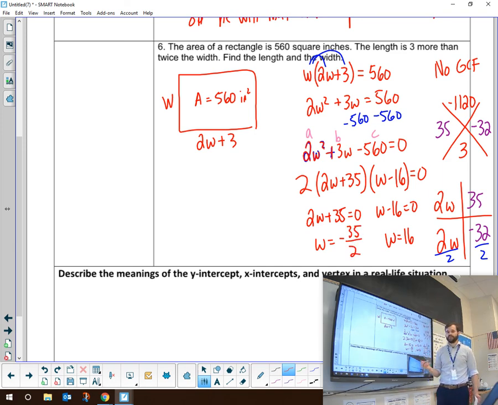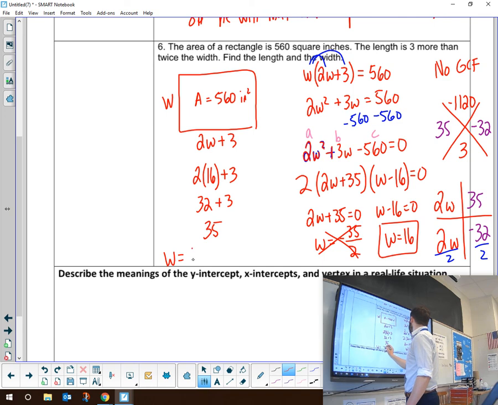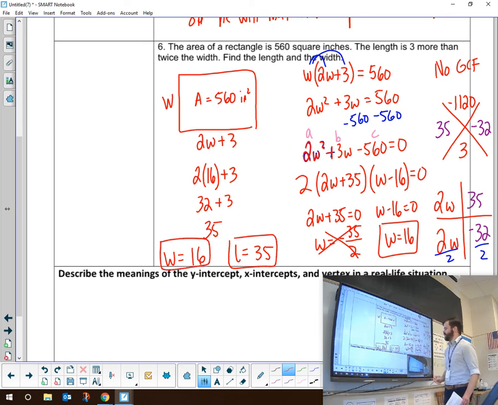Obviously, only one of these is my width, and it's going to be the positive one, right? So my width is going to be 16. So my width equals 16, and it's not going to be this negative 35 over 2. So then to find my length, we're going to take my width, plug it back in here. We're going to get 2 times 16 plus 3. So we're going to get 32 plus 3 is 35. So my final answer is going to be my width equals 16, my length equals 35.